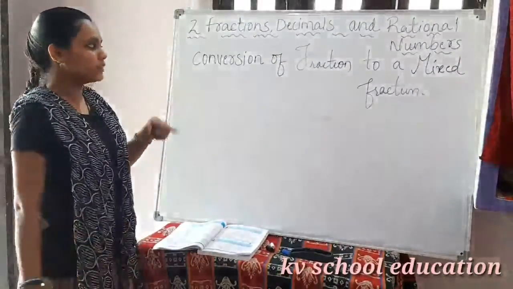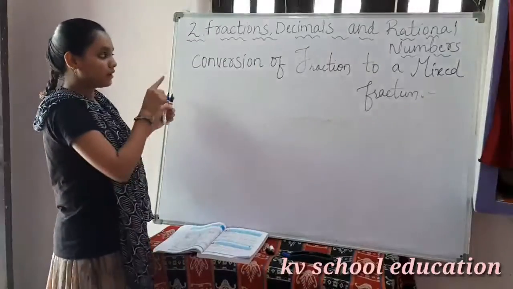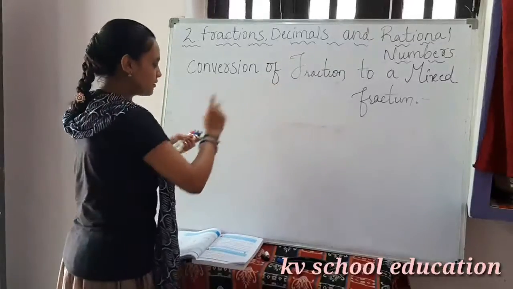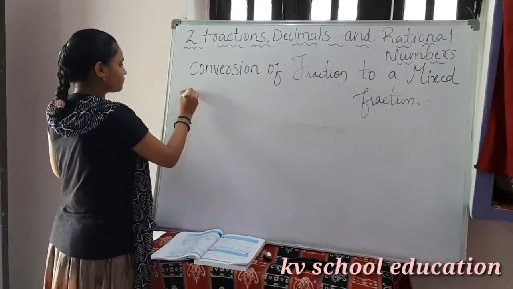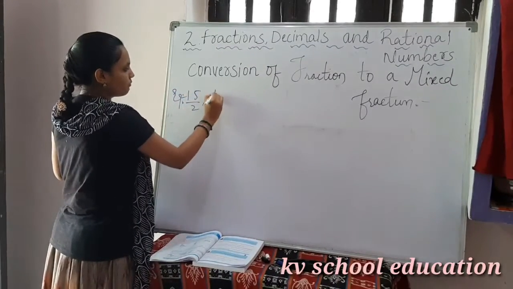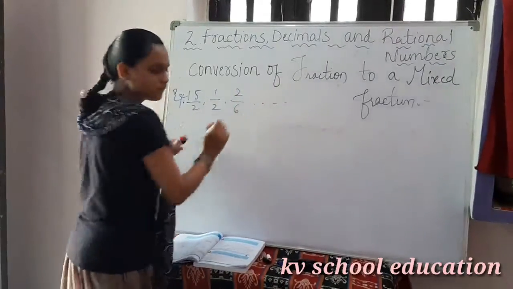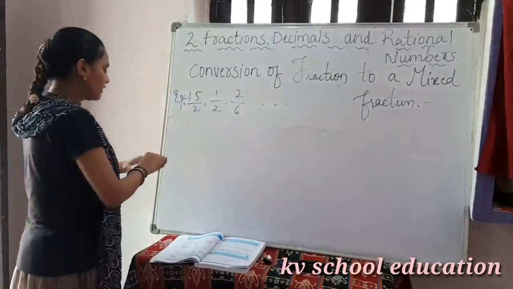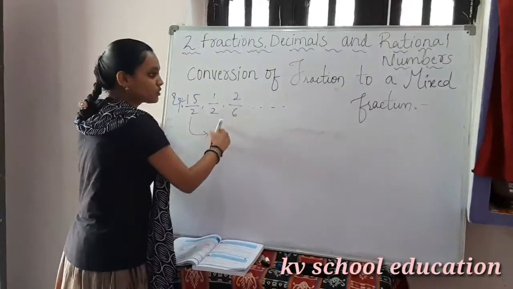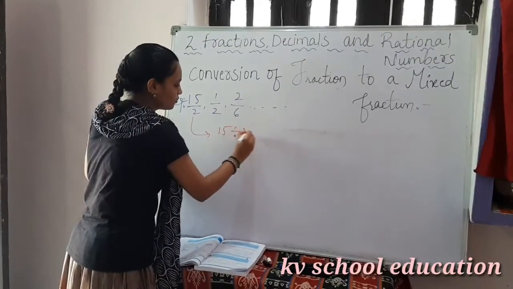So guys, now the topic has been reversed: conversion of a fraction to a mixed fraction. In the previous one, the topic was conversion of a mixed fraction to a fraction. Now it has been reversed. For example, simple fractions 15 by 2, 1 by 2 or 2 by 6. These are fractions. We can take many examples. So first we'll take 15 by 2. This is an improper fraction. We should convert it into a mixed fraction. We'll take 15 divided by 2.